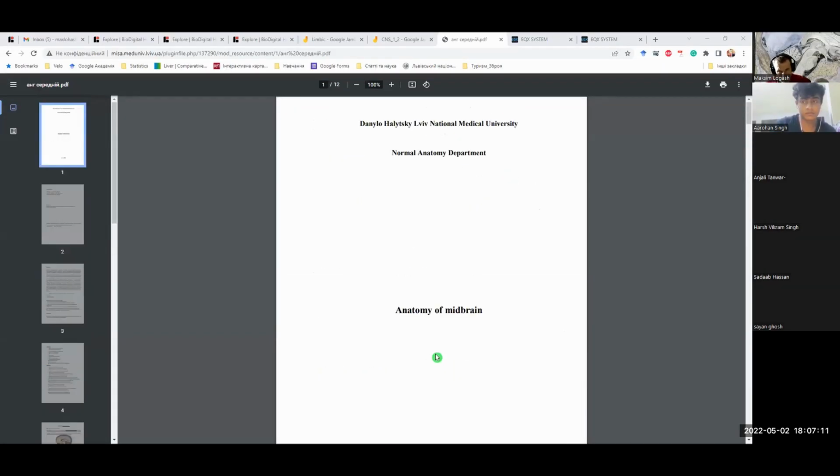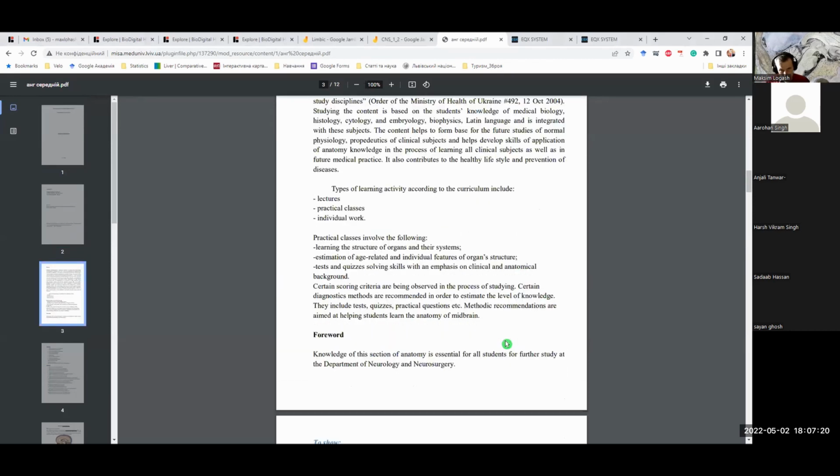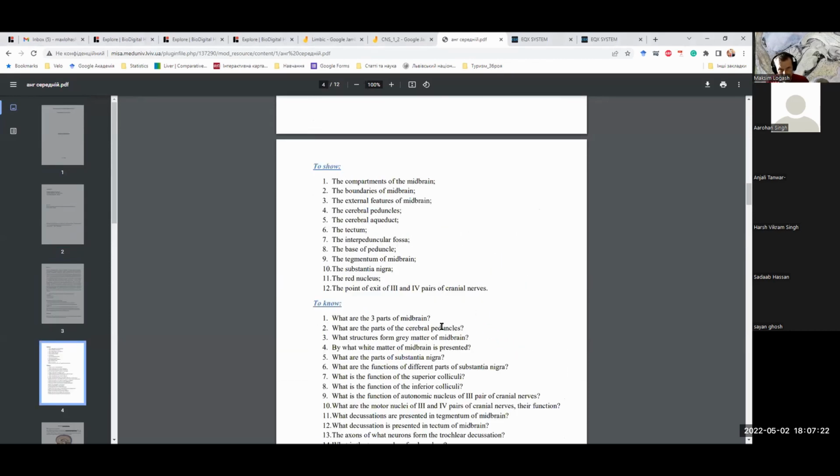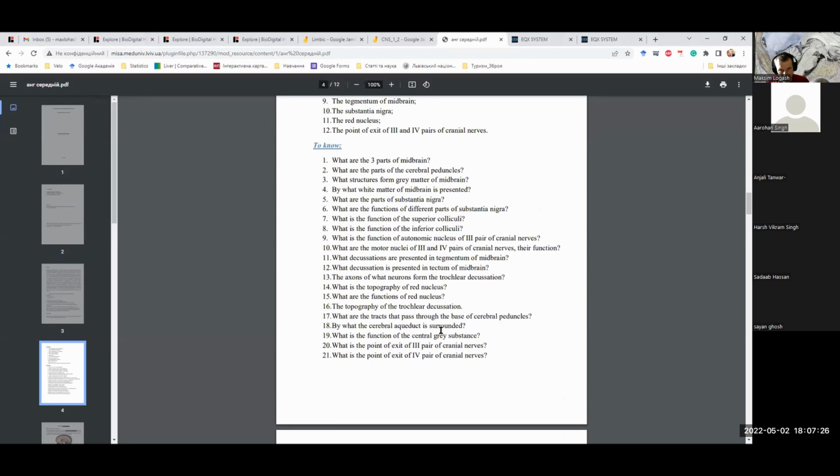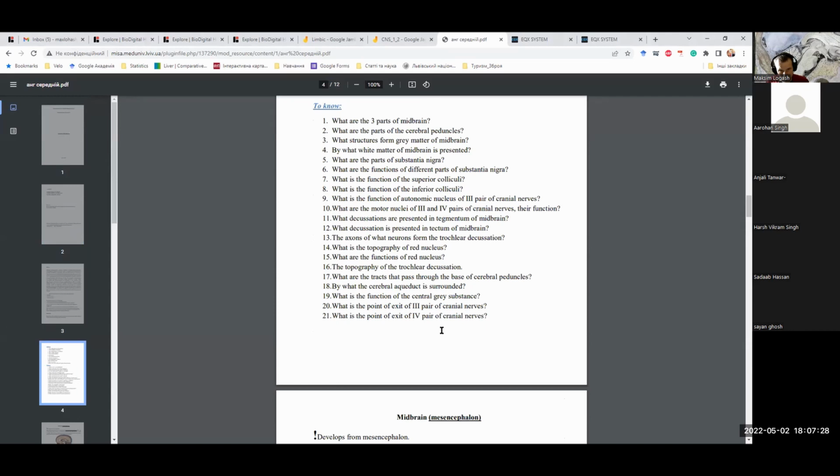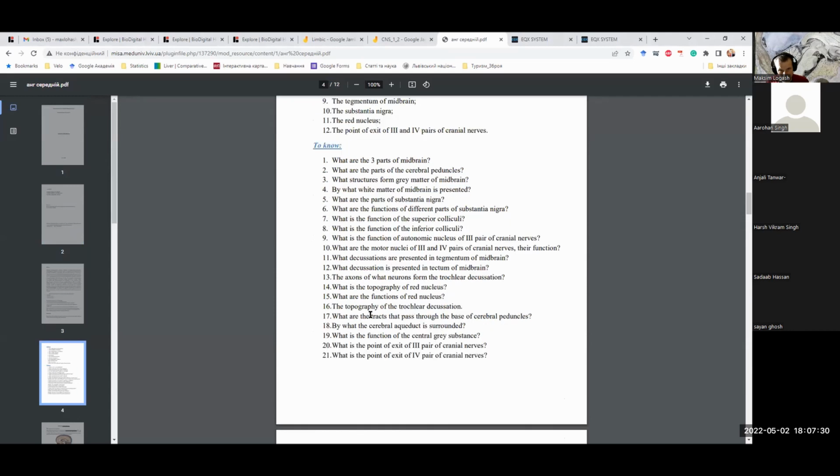Here you can see the guideline from NISA again. The next topic: anatomy of the midbrain. The list of questions you have to be familiar with. Pay attention to where they are. Yeah, this is the decussation.